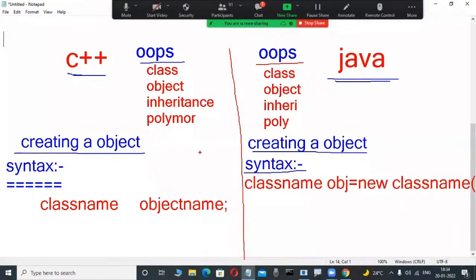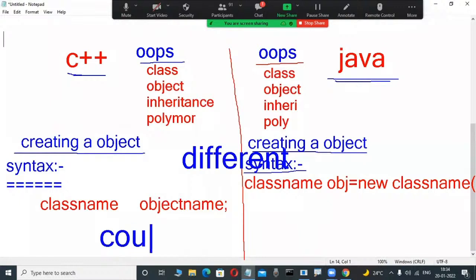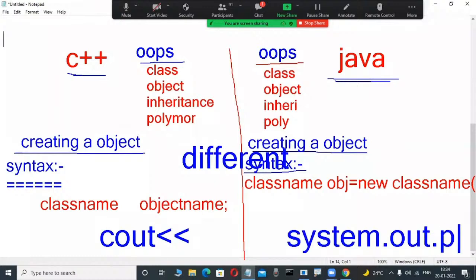Different. Syntactically different. Observe here. Conceptually, OOPS concepts are the same, but syntactically different, and functions are also totally different. Suppose in C++ I want to display output, cout is a function for streaming output. And in Java, what is the function? System.out.println, something is there or not? Yes, that's why syntactically different.